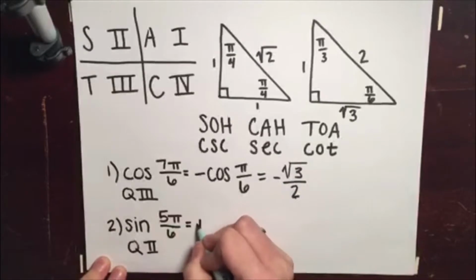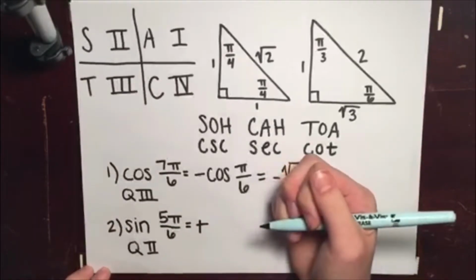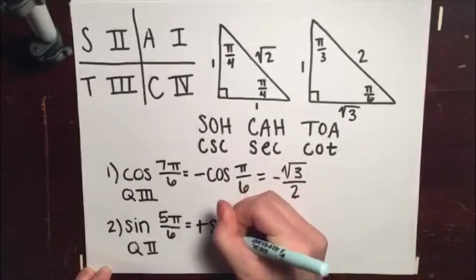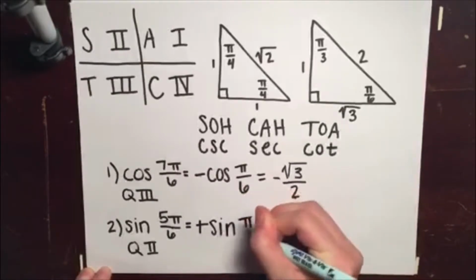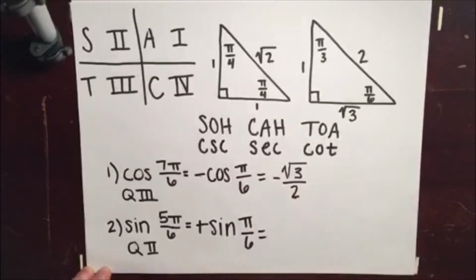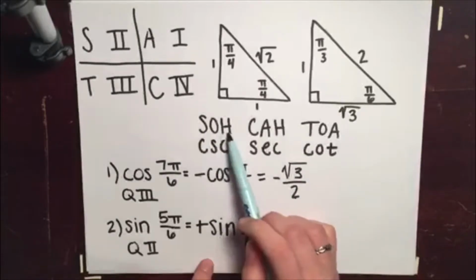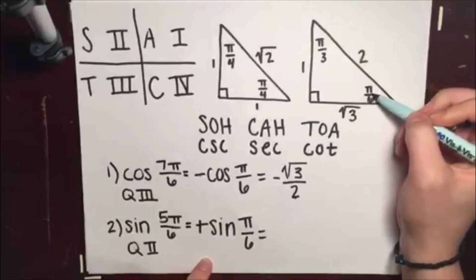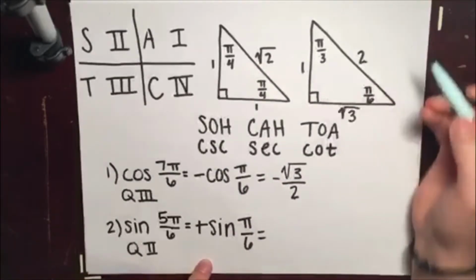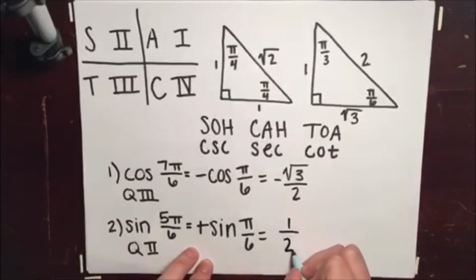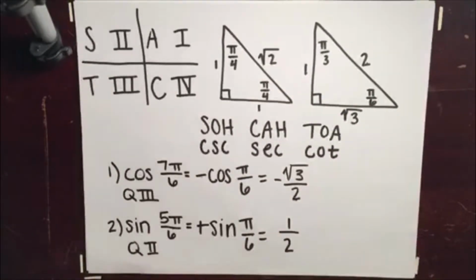Quadrant 2, sine is positive. So now let's rewrite in terms of a reference angle. So sine of pi over 6. Okay, so sine is opposite over hypotenuse. Let's locate pi over 6, opposite over hypotenuse. So 1/2, and that is our answer for this problem.